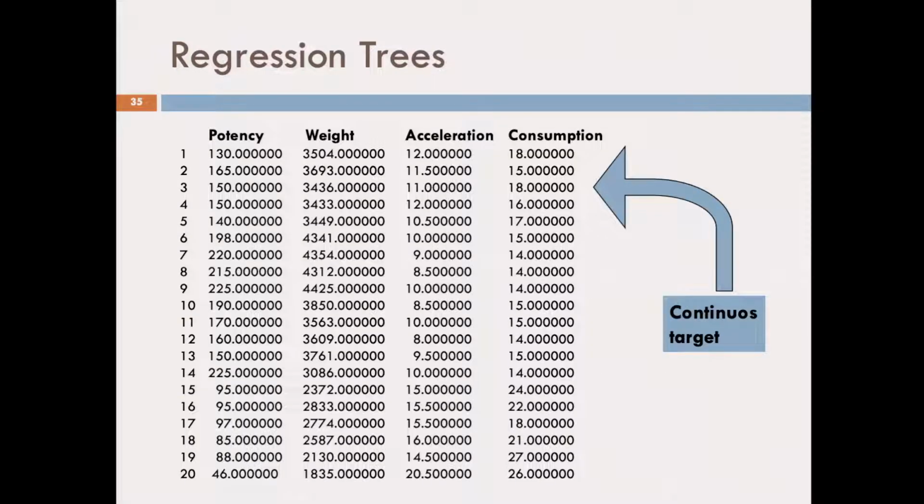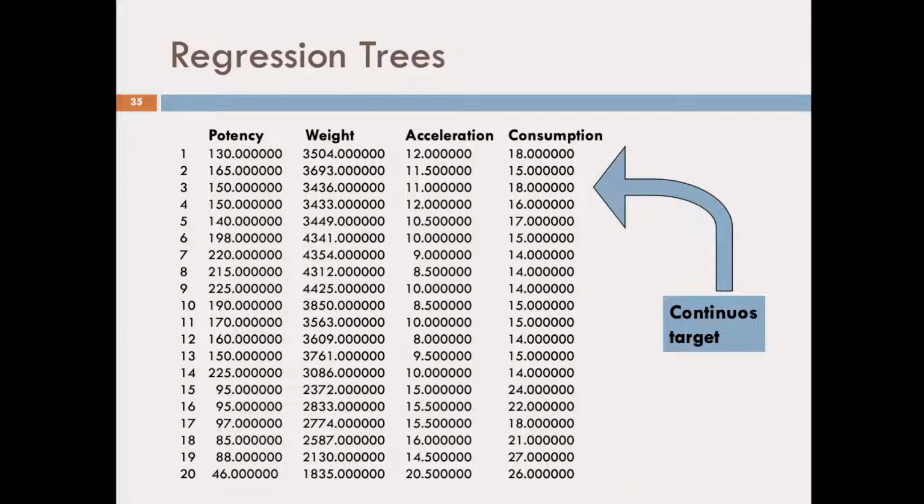So if I have, for example, this regression tree, this data set, okay? And we have all these numerical variables here, and I want to predict, for example, the consumption. So suppose this is a car. Each row here is a car with its potency, weight of the car, the acceleration, and we want to predict the consumption in terms of fuel of the car, okay?